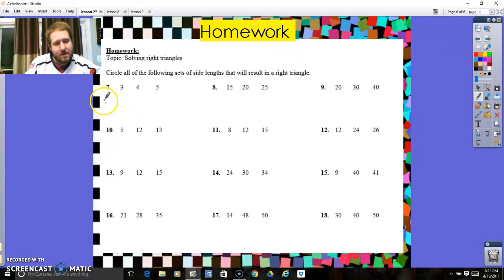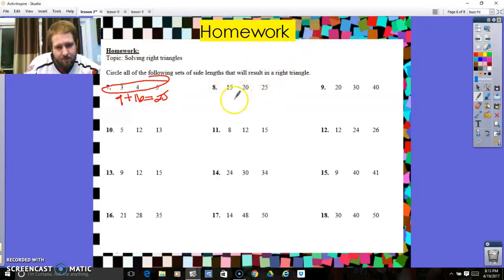Now, let's say we were given the measurements. Let's say that one side was 3, one side was 4, and one side was 5. Is that a right triangle? Well, 3 squared is 9, 4 squared is 16, 5 squared is 25. 9 plus 16 does equal 25, so I'll circle it. That is a right triangle. 225 plus 400 equals 625. That is a true statement, so 15, 20, 25 is a right triangle.